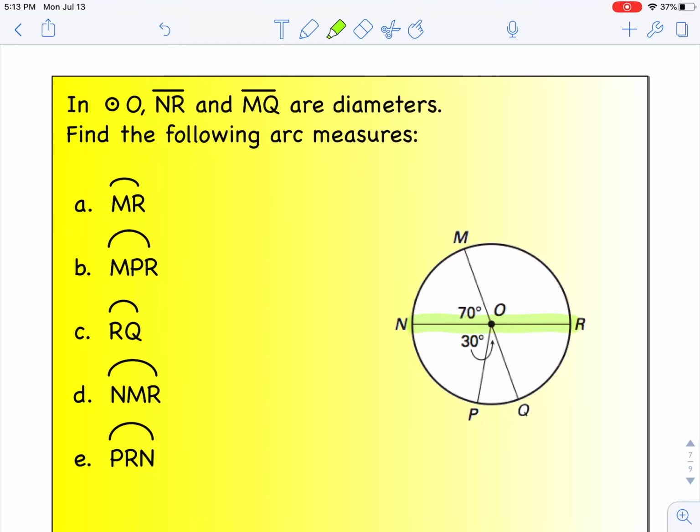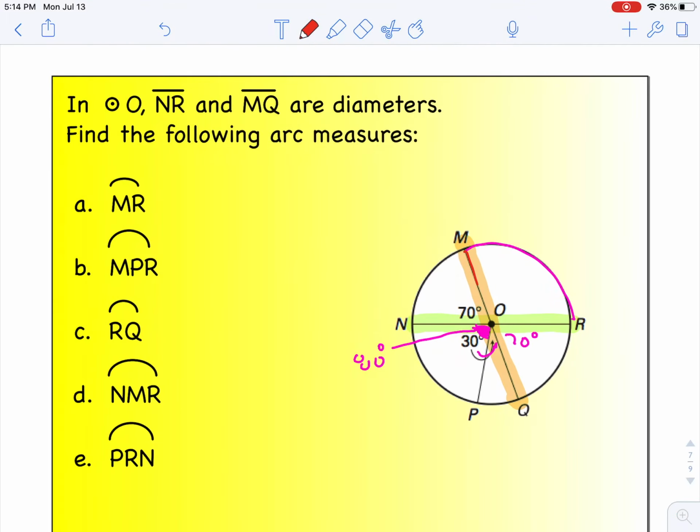All right, so in circle O, NR and MQ are diameters. NR right here is a diameter, and MQ is a diameter. Find the following arc measures. We want to find the arc measure MR. We're given that this is 70, so we know that this is 70 degrees. We know this is 30 inside here, and that's a diameter, so the total between 70, 30, and NOP has to add up to 180 degrees, so that makes this piece right in here 80 degrees. So that makes this arc also 80 degrees, that central angle is 80 degrees.